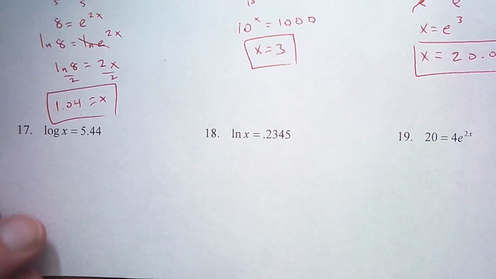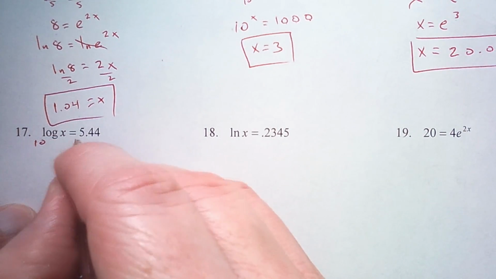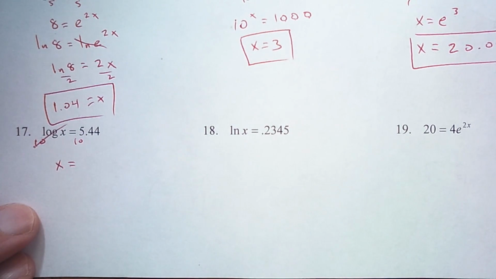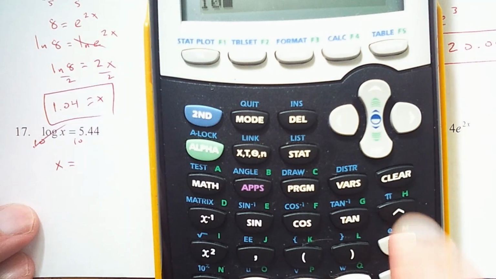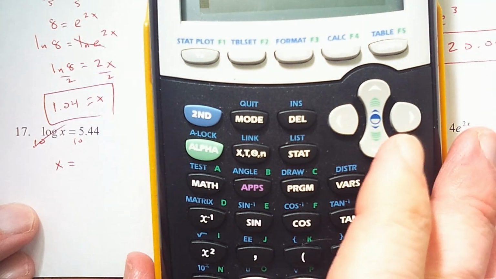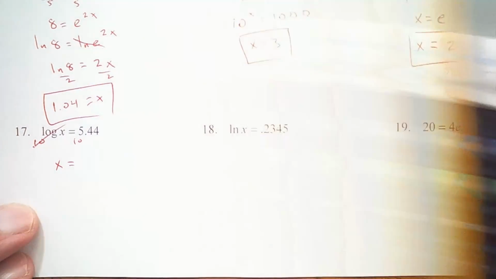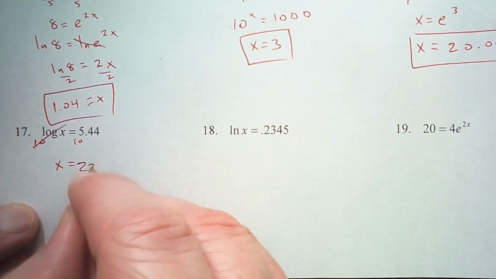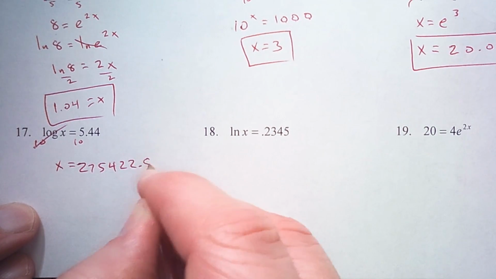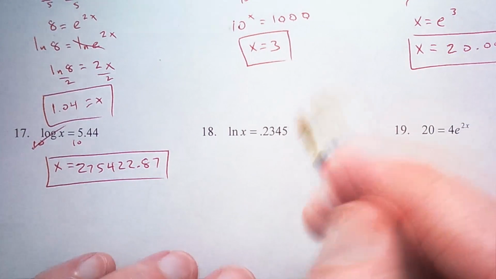Log x equals 5.44. This is log base 10. So put a base 10 on both sides. Cancel that logarithm. So x equals 10 to the 5.44 power. 10 raised to the 5.44 power is 275,422.8703. And we'll just cut that off at 0.87. Round to 2 decimal places.